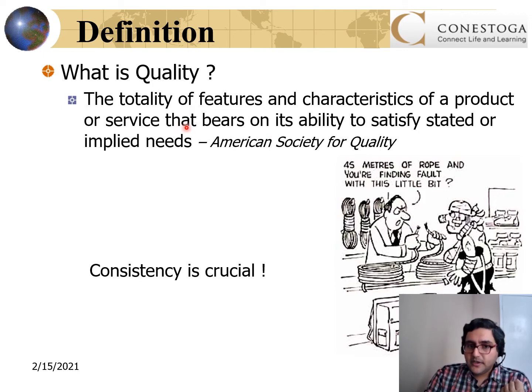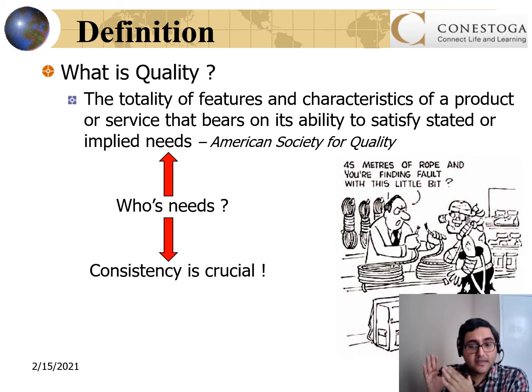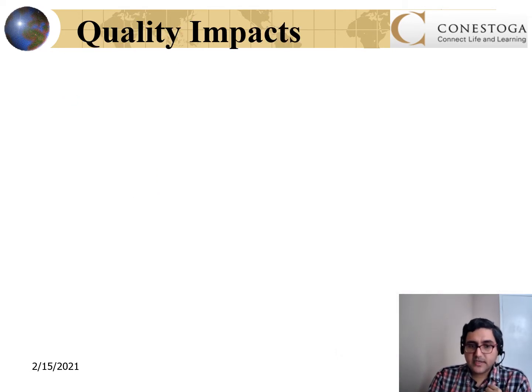So the point is, the totality of all the features and the characteristics that the product is going to bear, and its ability to satisfy the stated or implied needs, could be referred to as quality. It is based on the perception of the customer. This is very important. Now, the needs are the key words in it. So whose needs should we always be trying to understand? It's always the needs of the customer. It shouldn't be the needs of the manager that should be looked at. So the consistency in understanding quality is very important.